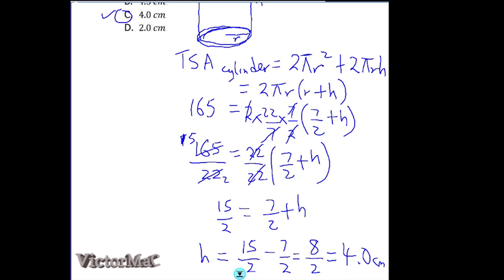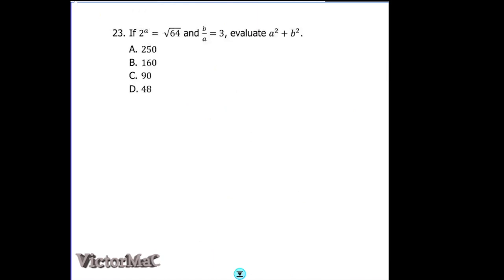The next one, number 23. This is a question about laws of indices, substitution into algebraic equations and also into algebraic expressions. Now, we're given that 2 raised to power a equals square root of 64 and b over a equals 3. We're to evaluate a squared plus b squared.